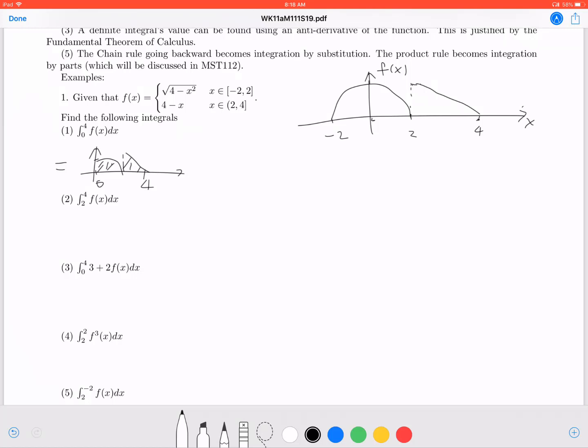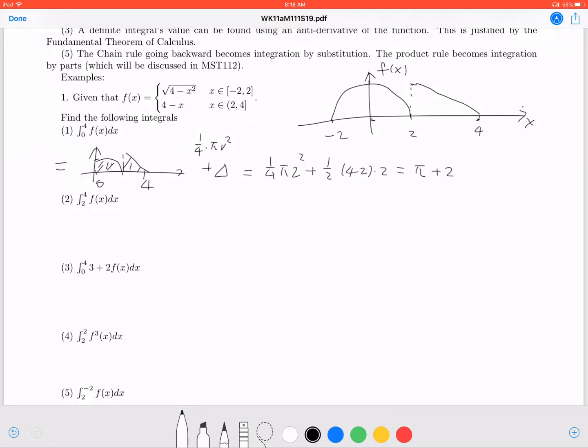Okay, so we have over here a quarter of a circle, pi r squared, plus the area of a triangle. So now if we write down the total area, this is going to be 1/4 pi, and r is 2 squared, and then plus 1/2 base, which is 4 minus 2, and height is also 2. So that is the answer. We have pi plus 2.